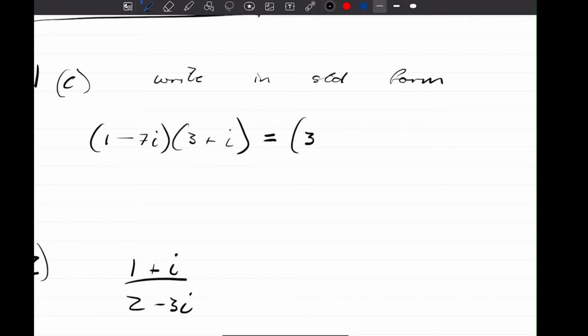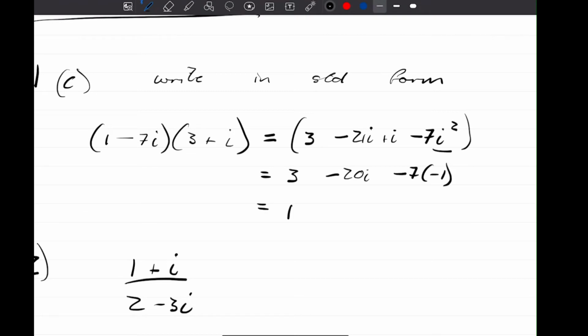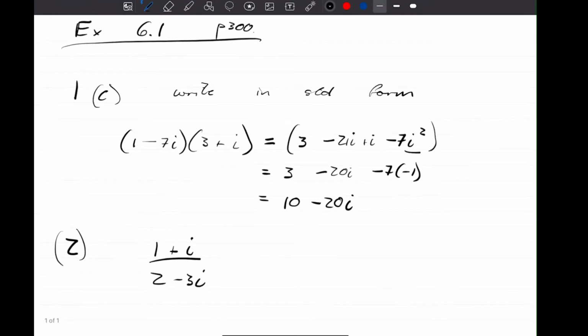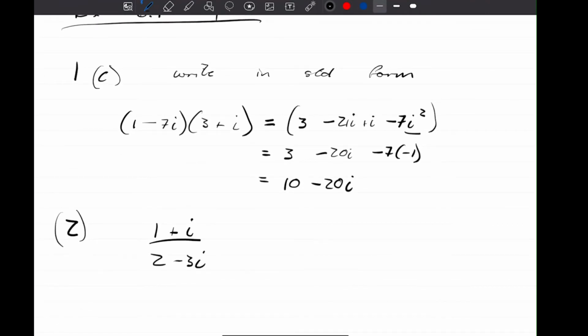This is 3 minus 7i squared minus 21i plus i. So let's see, that is 3 minus 20i, and this is minus 7, and i squared is equal to minus 1, so that becomes 7. So this becomes 3 plus 7 is 10 minus 20i. So there we have this product of two complex numbers in standard form.